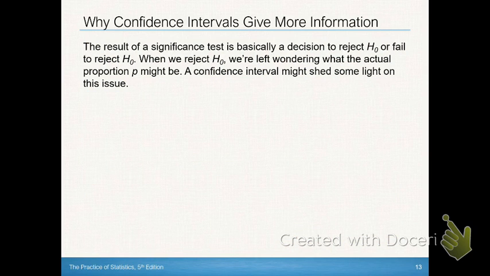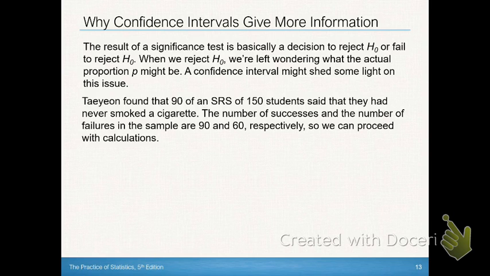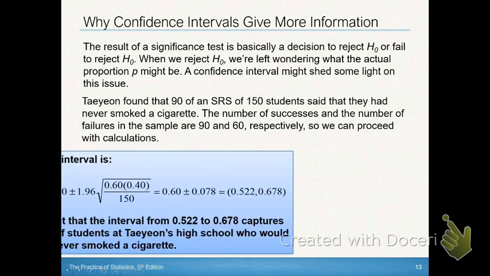Now, one more connection I want to help you make here is that there is a relationship between a two-sided test or a two-tailed test, or in other words, your alternative hypothesis had a not equal to sign in it, and a confidence interval. And that tells us that if we had rejected the null, then we don't really know what the true proportion is. So the confidence interval actually gives us a little bit more information. So let's look at this example.